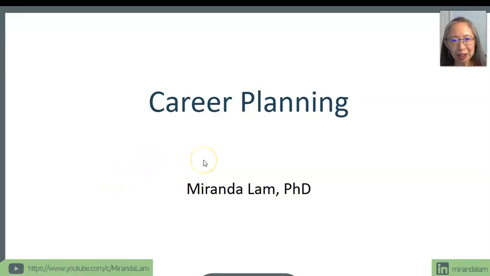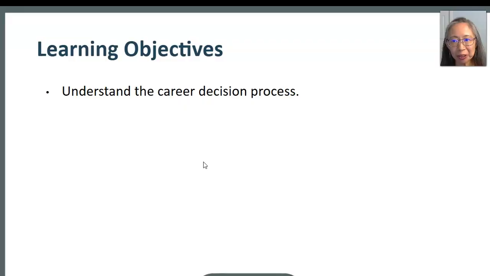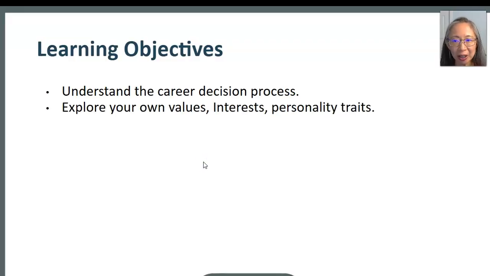We are going to talk about career planning as well as how to finance your education. In this chapter, you're going to learn about the career decision process. You have an opportunity to explore your own values, interests, as well as some fun testing about your personality. And you'll do a project that will help you find out career opportunities.